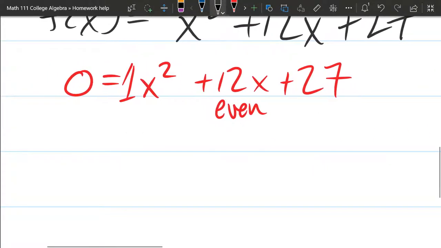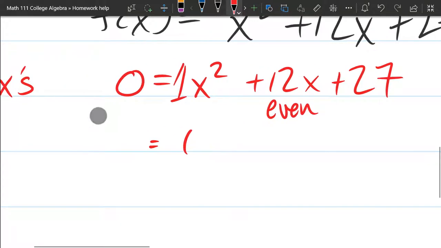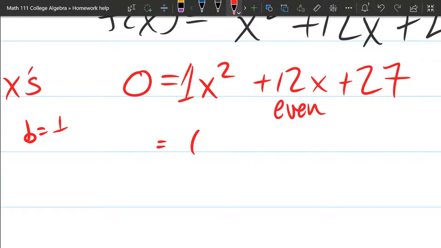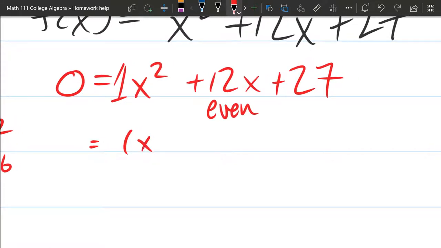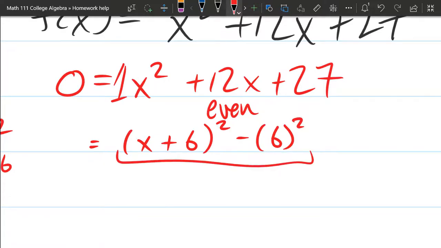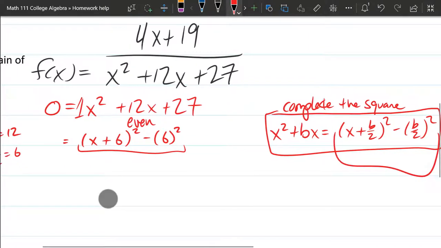All right, so let's go ahead and do that here. So for us, our b is 12. And our b over 2 is positive 6. So I have x plus b over 2, x plus 6 squared minus b over 2, another 6, squared. That right there is exactly what's on the right side here. All I did, b over 2, is 6. That's the only thing that is different.